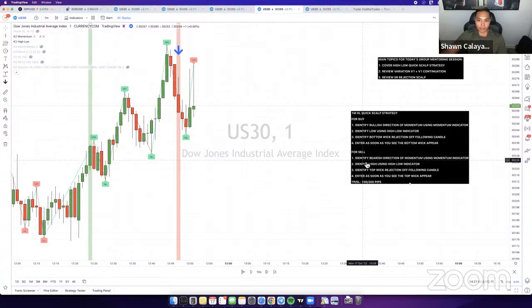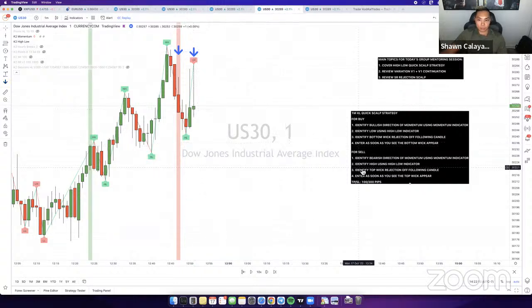So first requirement, identify bearish direction of momentum using the momentum indicator. We have the momentum right here for a sell. So we're only looking for sells. Second, you want to identify a high. Previously, we were identifying lows because we were buying, but since we're selling now, we don't care about the lows, we care about the highs. So we have a low right here, it's irrelevant, but we have the high right here, which is relevant.